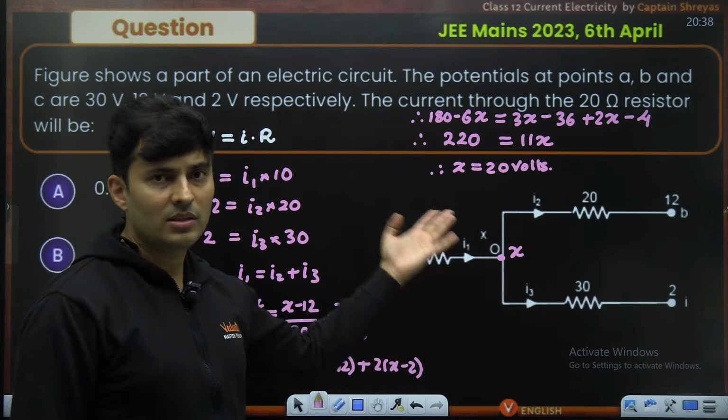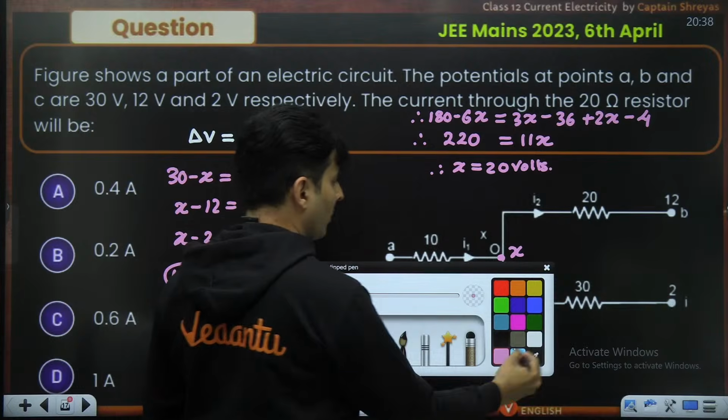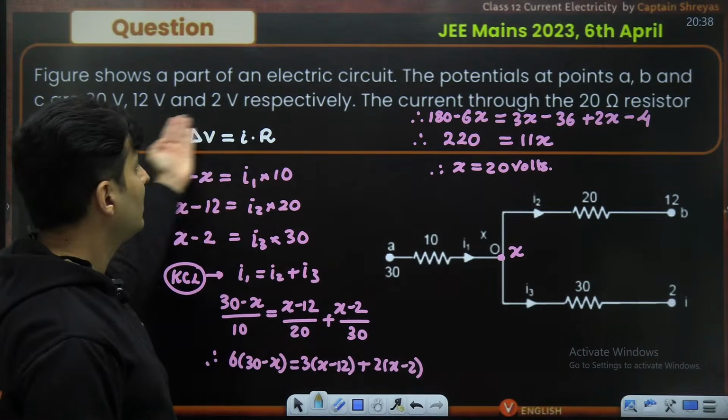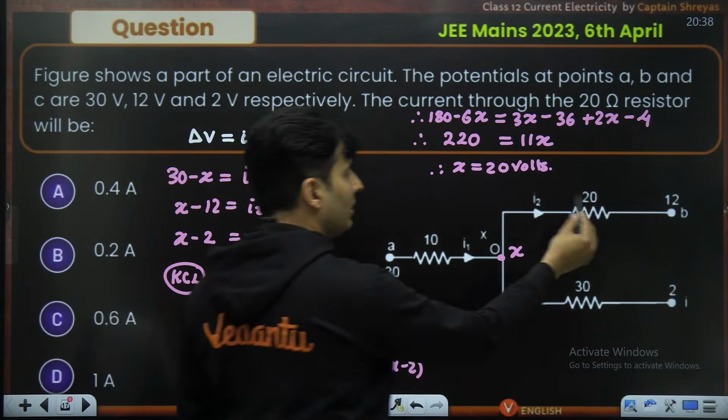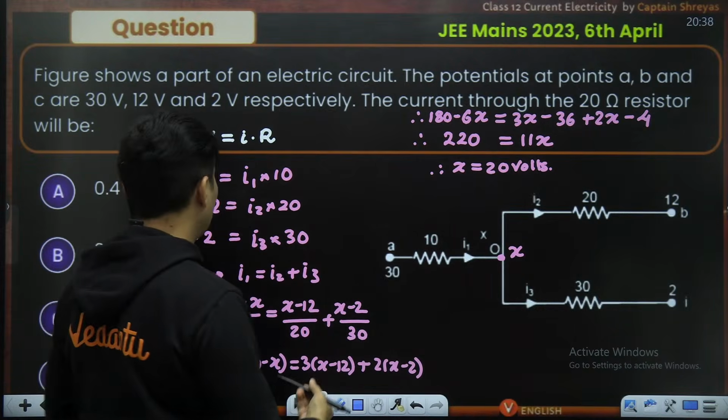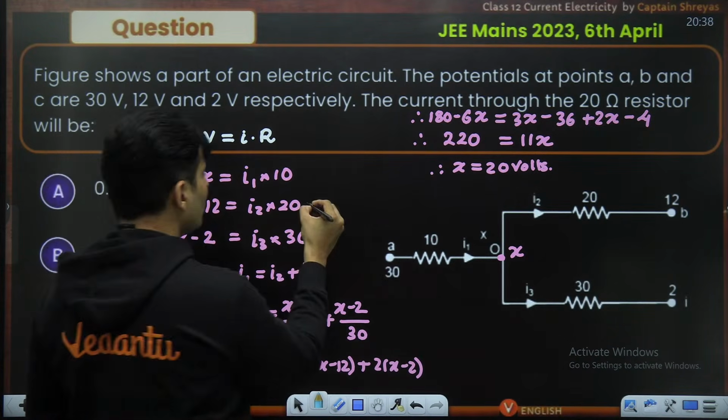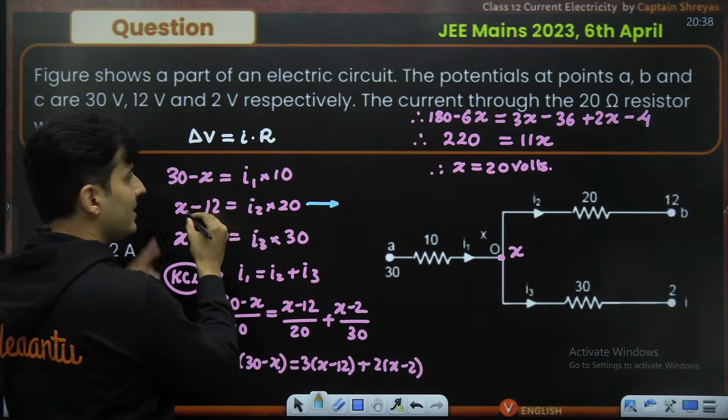Sir, but x was not asked. Why did you do this? Hold on, bro. X was not asked. But what was asked? Current through 20 ohm. Current through 20 ohm. That means I2 was asked, no? So I2 I know from here. So use this equation. X is nothing but 20.